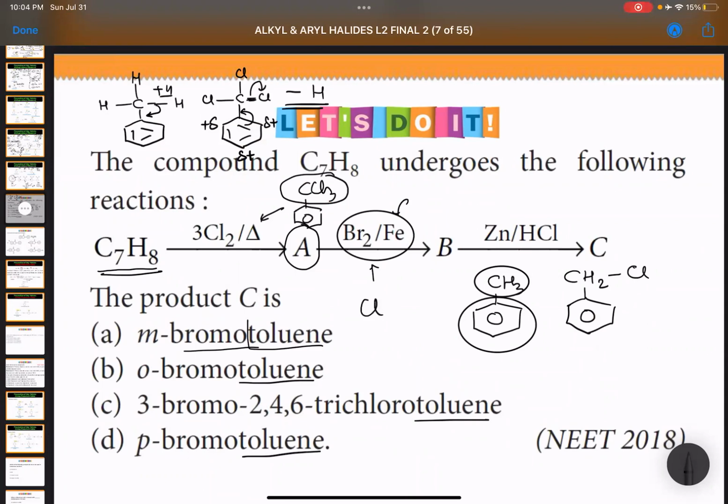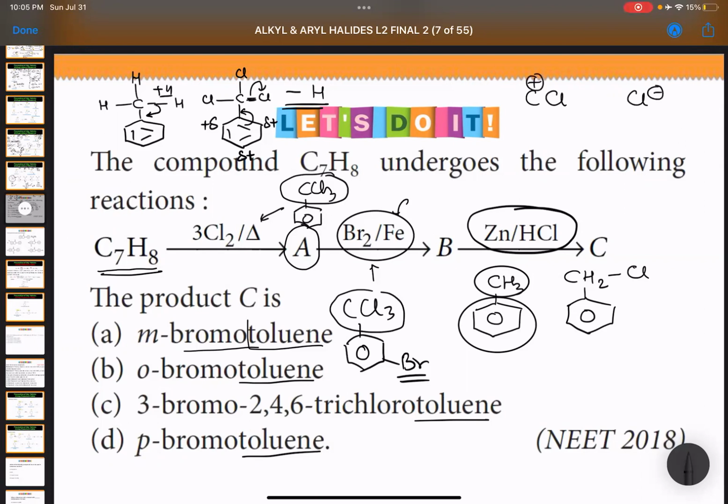So what we will do, we will put CCl3 and Br at the meta position. Now Zn/HCl. Zinc HCl is a very good reducing agent. Actually, zinc has a tendency to give electrons, and HCl will give H plus. And it is a good way to reduce alkyl halides. You can think of CCl3 as CCl2 plus and Cl minus.